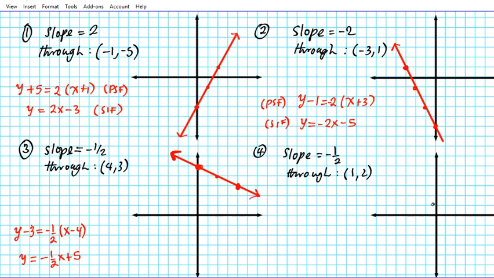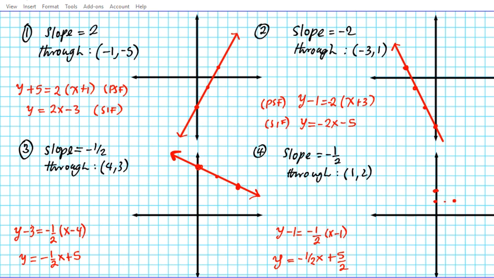Alright, and then last but not least, we have number 4. The point-slope form is given by y minus y1 equals m(x minus x1). The slope-intercept form is y equals negative 1/2 x plus 5/2. Okay, let's go ahead and graph that. So your y-intercept is 2.5 right there. So you're going to rise 1, which is equivalent to a fall of 1, and then you run 2.